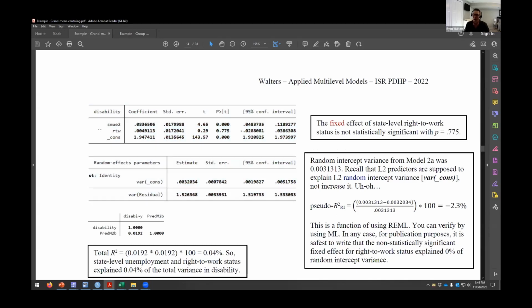Because right to work is binary, again, 1 versus 0, this is conceptually similar to a t-test. So disability scores of people who live in right to work states on average were 0.005 units higher compared to people who live in non-right-to-work states. It's a very small effect. P-value is not statistically significant.